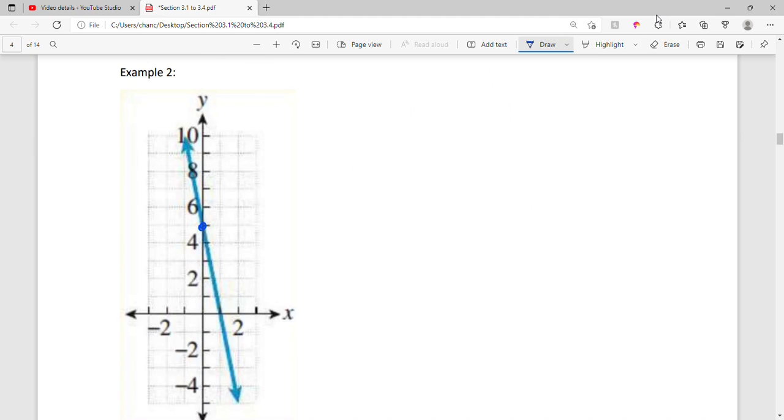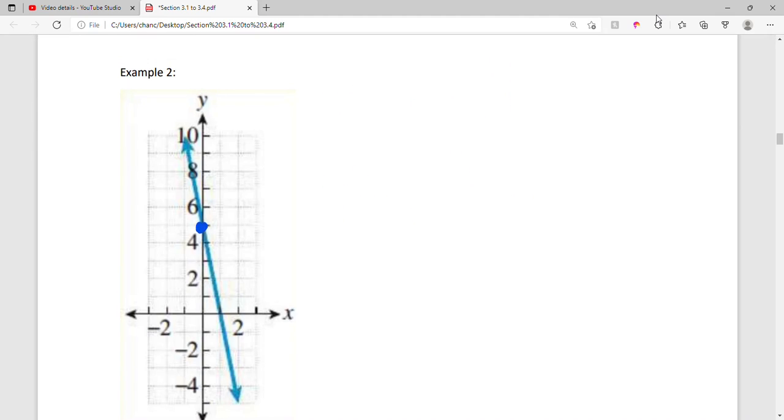In example 2, the y-intercept is where the graph crosses the y-axis. This is the point 0, 5. That's our y-intercept. Now for the x-intercept, that's the point where the graph crosses the x-axis, and that's going to be here at 1, 0.